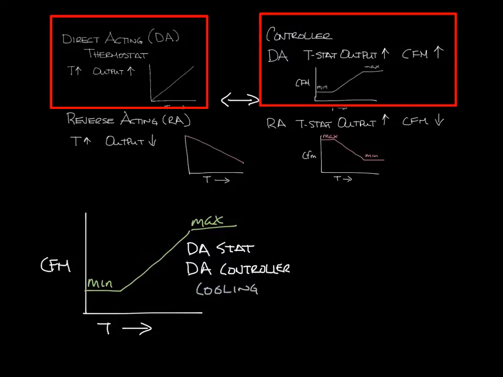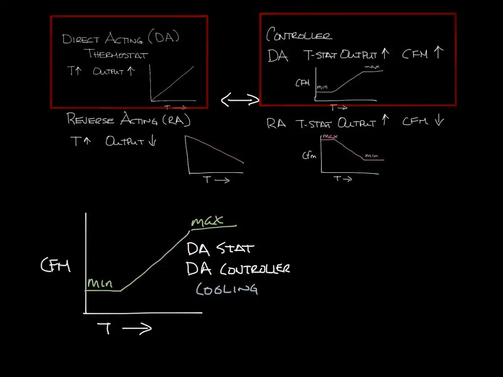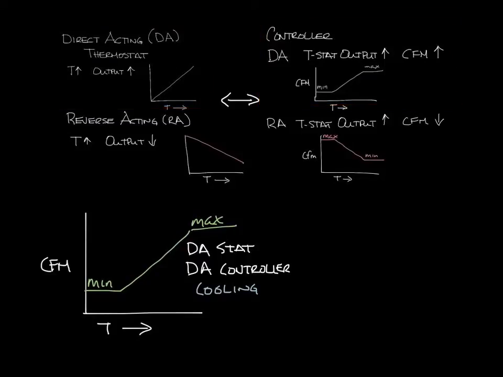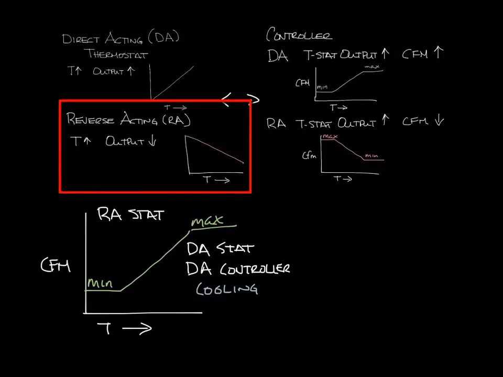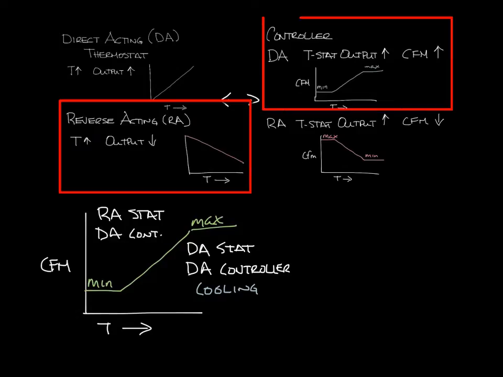So what happens here is your room temperature goes up, your direct acting thermostat output goes up, and your direct acting controller sees this increase in output as increasing CFM. So the room gets warmer, you provide more cooling. Now in heating, you would have a reverse acting thermostat, which means as your room got warmer, your thermostat output went down. A direct acting controller, when your thermostat output goes down, it reduces the CFM. So as the room temperature goes up, you get less warm air.